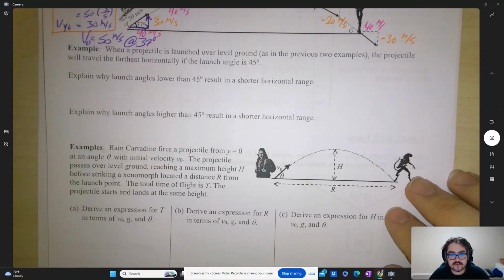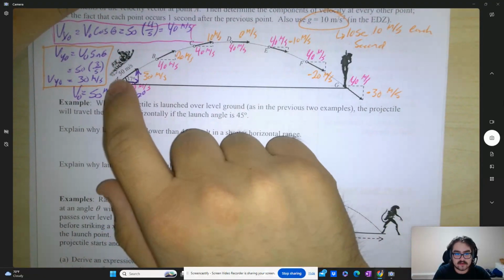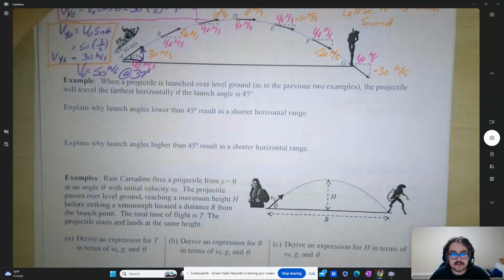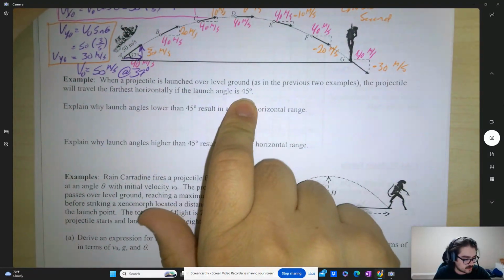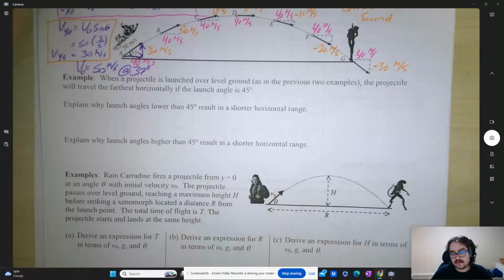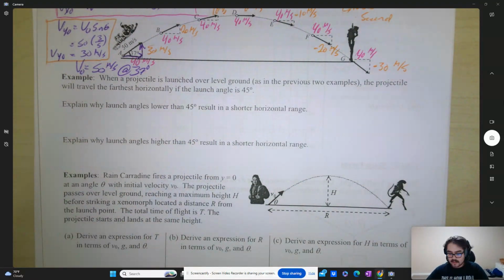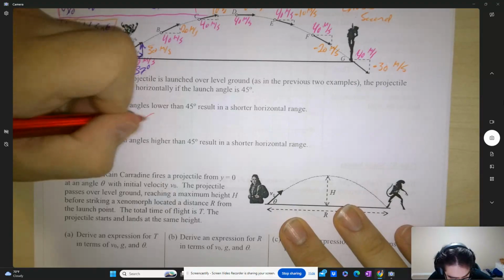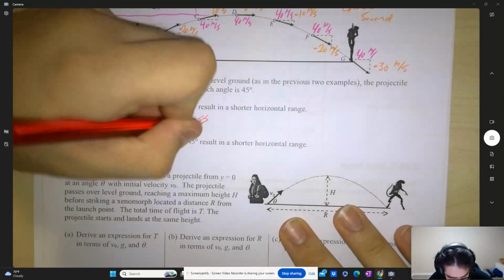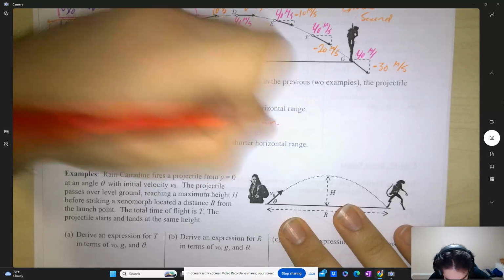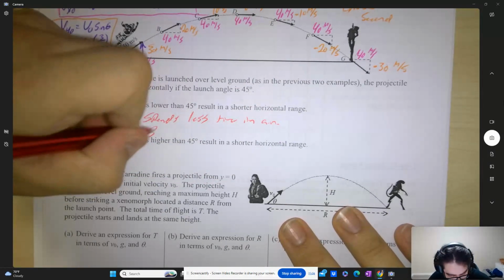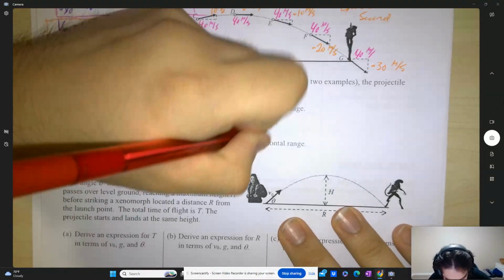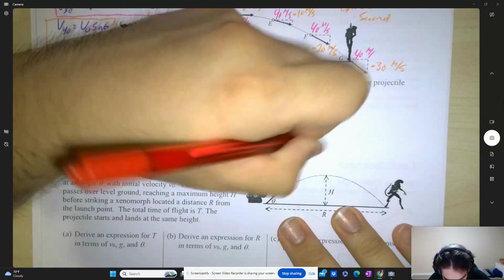If a projectile is launched over level ground, so in this example right here, we launch a projectile over level ground, this is what we call a ground-to-ground launch. The projectile travels furthest horizontally if the launch angle is 45 degrees. The reason why: if you go lower than 45 degrees, then the projectile spends less time in air. And if you think of the equation x equals Vx naught times t, less t equals less x.